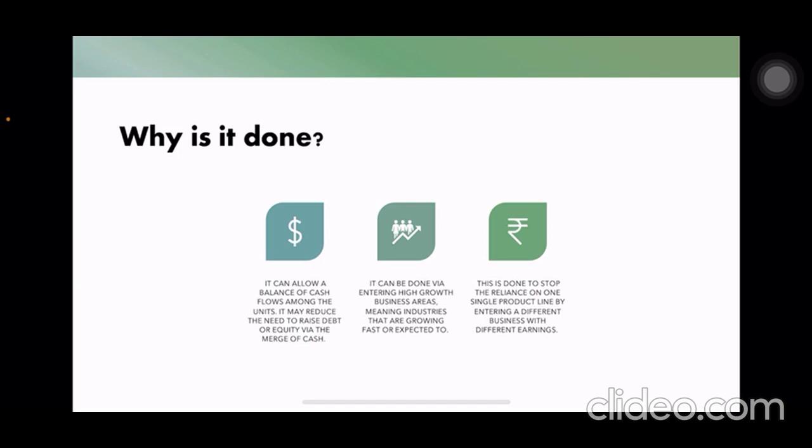And the last one, reducing risk. This is done to stop the reliance on one single product line by entering a different business with different earnings.